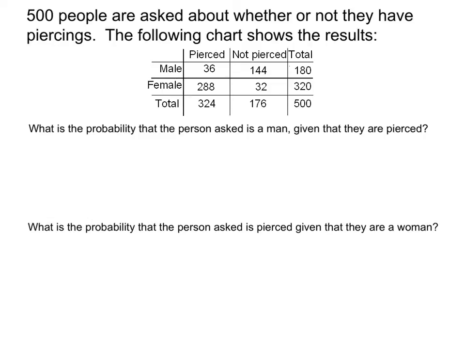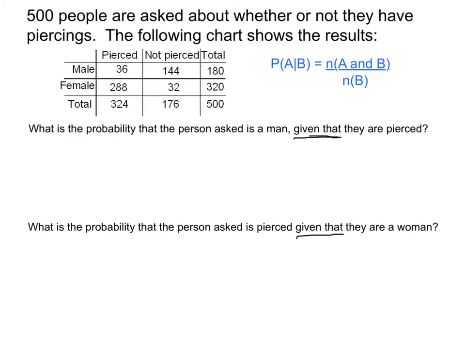So the first thing you need to notice in this problem is that both of the problems read "given that," right? Here's the given that. Here is your given that, which means that this is going to be a conditional probability problem. Both pieces of it are conditional probability. So the formula reads, the probability of A given B is equal to the number of elements in A and B divided by the number of elements in B.